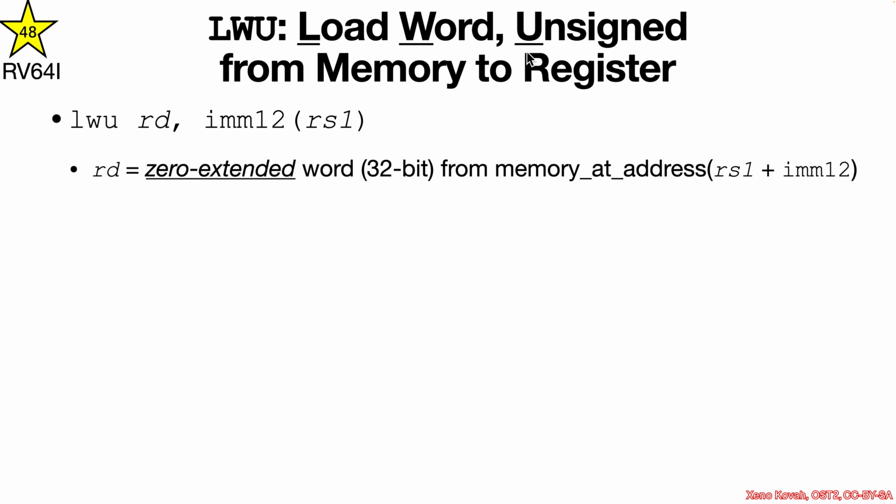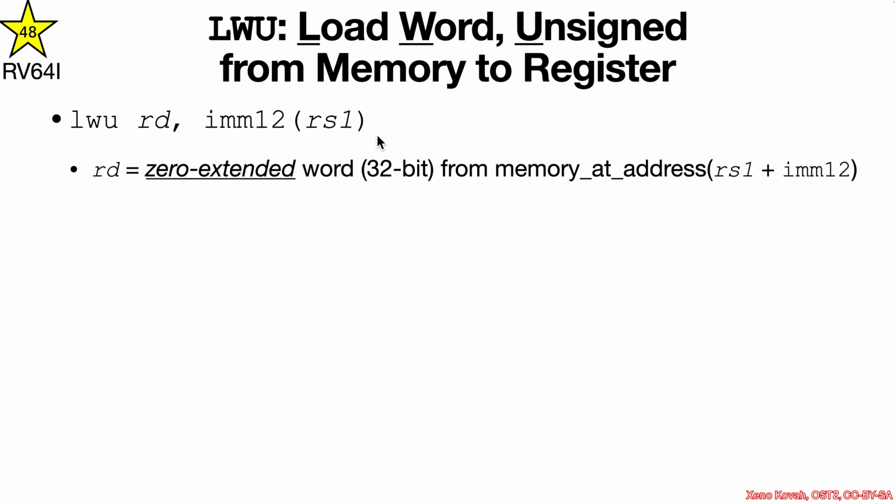That is load word unsigned. So we've already actually seen load word a long time ago. Remember, a word is a 32-bit value, but load word unsigned is going to say don't sign extend it, just 0 extend it. So load word unsigned, we have a source address.